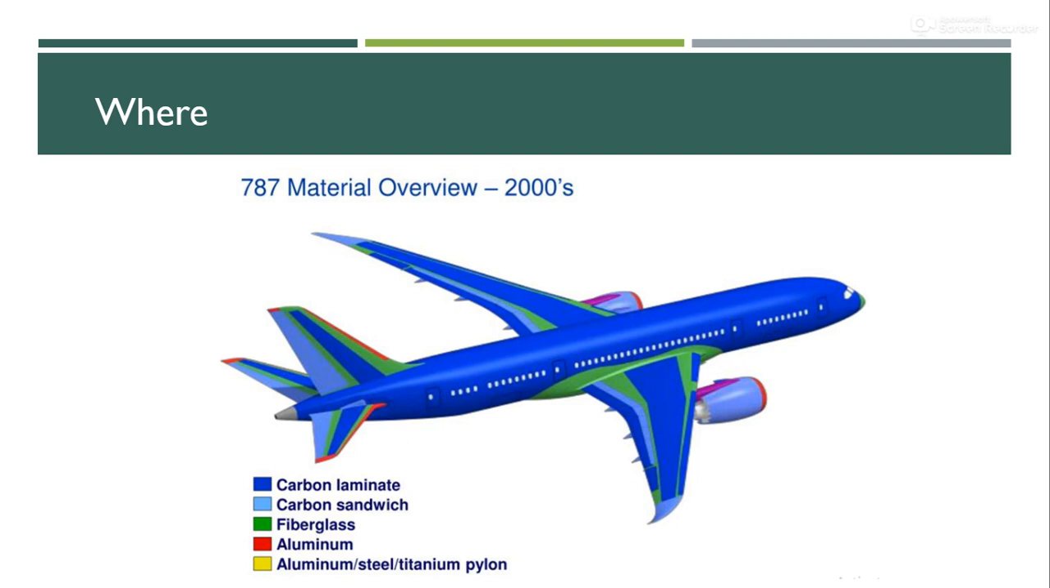So you can see the entire blue color is a carbon composite laminate, except the red color one is aluminum, and the yellow color one is again the aluminum titanium. In this view you can't see most of the yellow color, and very rarely the red color. The remaining everything is composite panels.